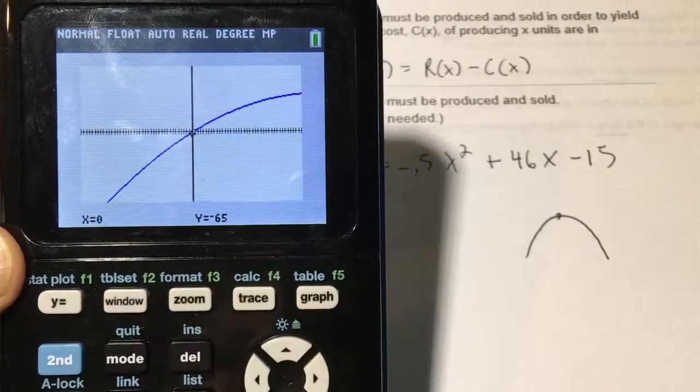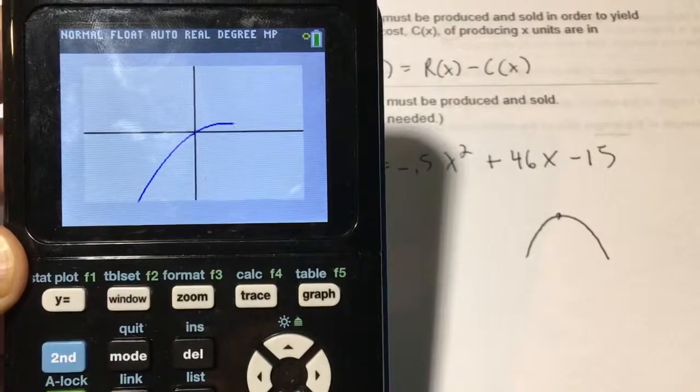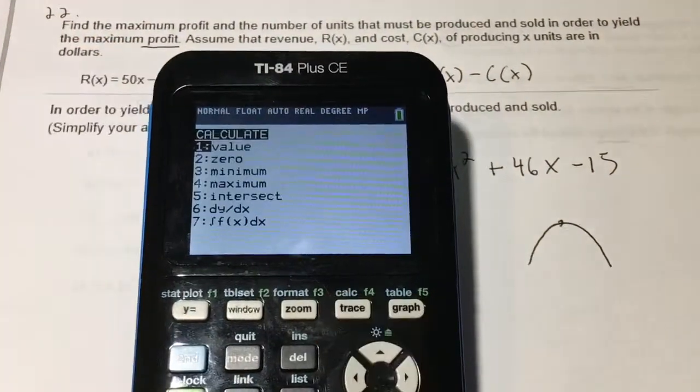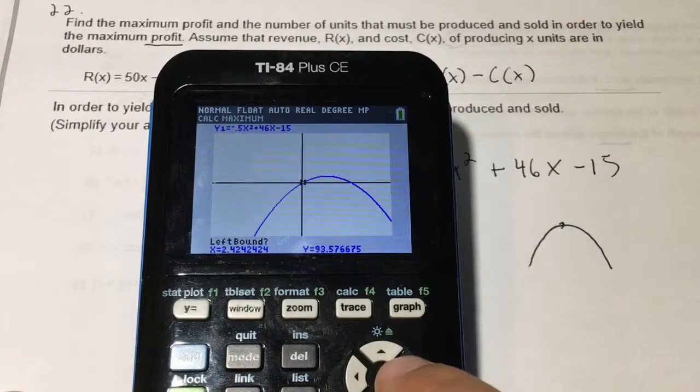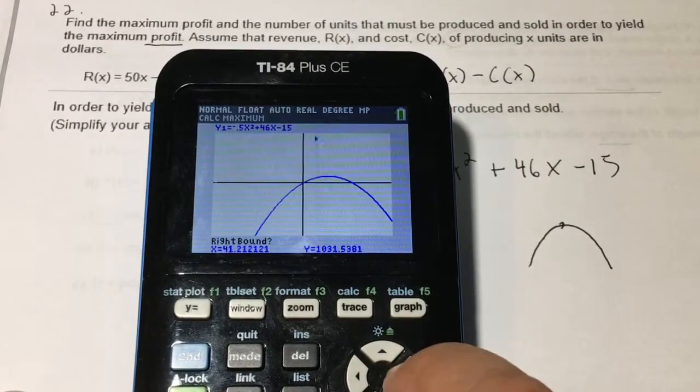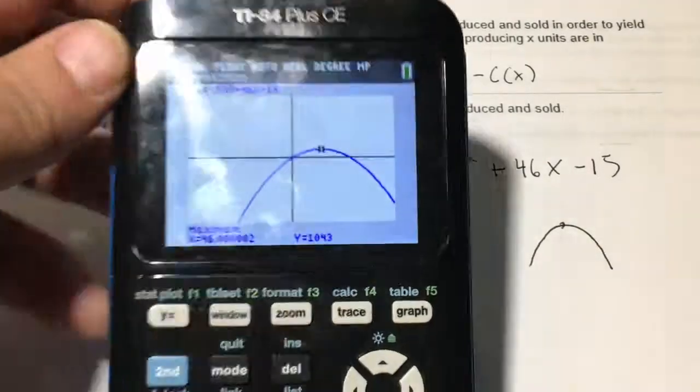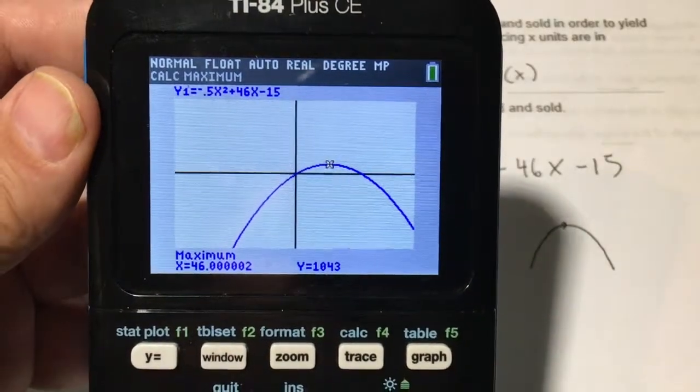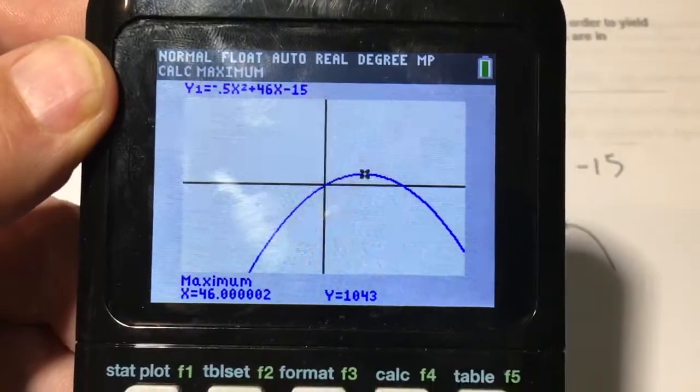I don't even have to hit the zoom button. I just hit enter again. And it zooms back a little bit further, and notice I get my maximum, so I'm going to hit second calc maximum. I'm going to left bound it to the left of that maximum, then I'm going to right bound it to the right of that maximum, and it gives me 46 and 1043. So the x value is 46, and the y value is 1043.